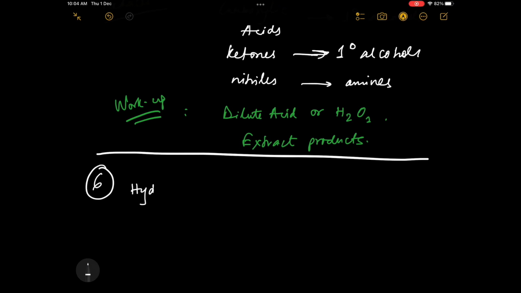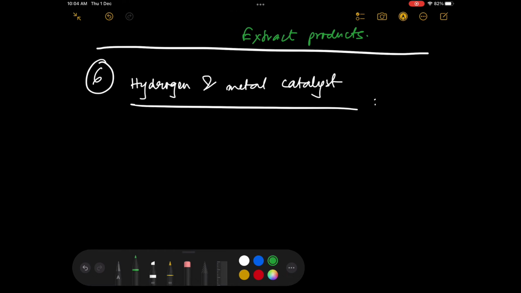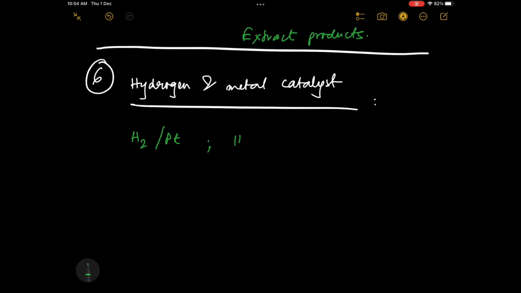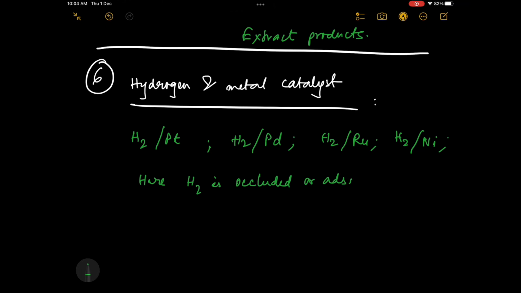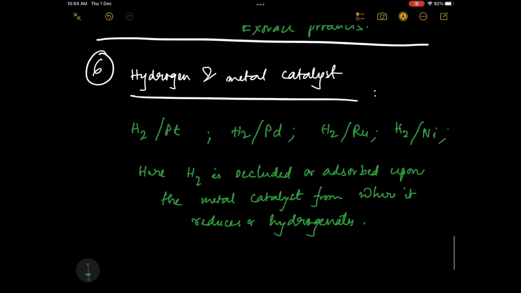Okay, so let's see the sixth reducing agent that we have here. This is hydrogen and metal catalysts. Many metal catalysts can be used, such as hydrogen platinum, hydrogen palladium, hydrogen ruthenium, and hydrogen nickel. And here what happens is actually the hydrogen is occluded, or adsorbed upon the metal catalyst surface, and from there it actually hydrogenates or reduces its functional groups.